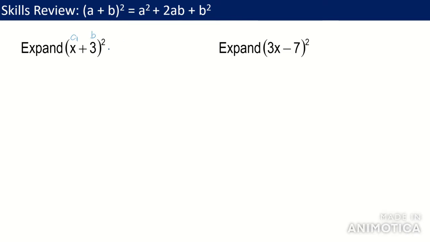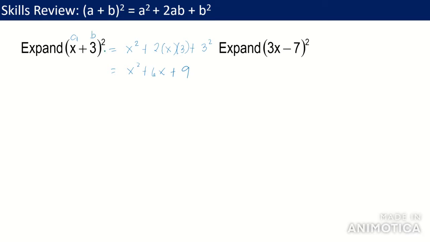Simply make use of this pattern. Our a is x, so get the square of x, plus 2 times a, which is our x, times b, which is 3, plus the square of b. So we have now x squared plus 2x times 3, which is 6x, plus 3 squared, which is 9.